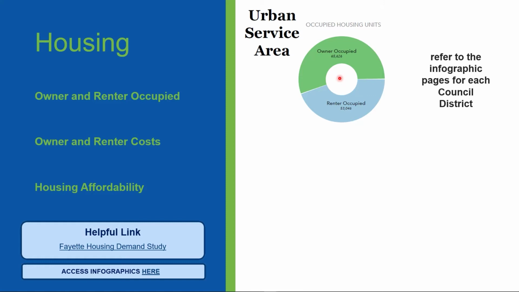This donut is configured so that green is always owner occupied, blue is always renter occupied, and the variable with the highest count is on the top. So about 55% of the urban service area residences are owner occupied and about 45% are renter occupied.